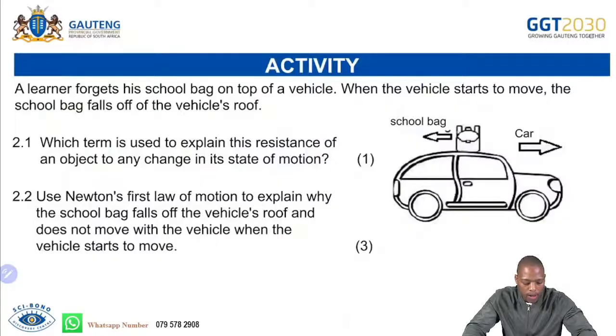And the question number 1 then says, which term is used to explain this resistance of an object to any change in its state of motion or rest, right? And then 2.2 is asking, use Newton's first law of motion to explain why the school bag falls off the vehicle's roof and does not move with the vehicle when the vehicle starts to move. So what I'm going to do is, I'm going to give you 4 minutes. Why 4 minutes? Because 3 minutes for answering this question and 1 minute for you to attempt this, and we are going to be back in a moment.